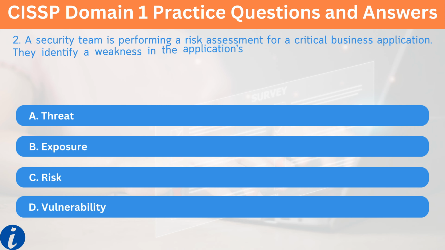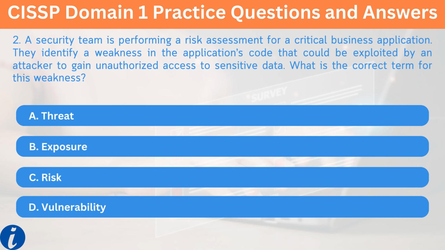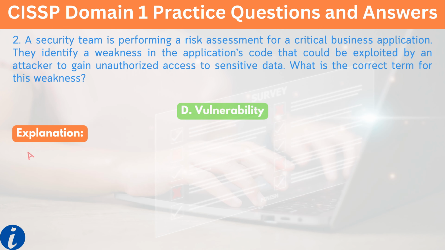2. A security team is performing a risk assessment for a critical business application. They identify a weakness in the application's code that could be exploited by an attacker to gain unauthorized access to sensitive data. What is the correct term for this weakness? A. Threat. B. Exposure. C. Risk. D. Vulnerability. The correct answer is D.